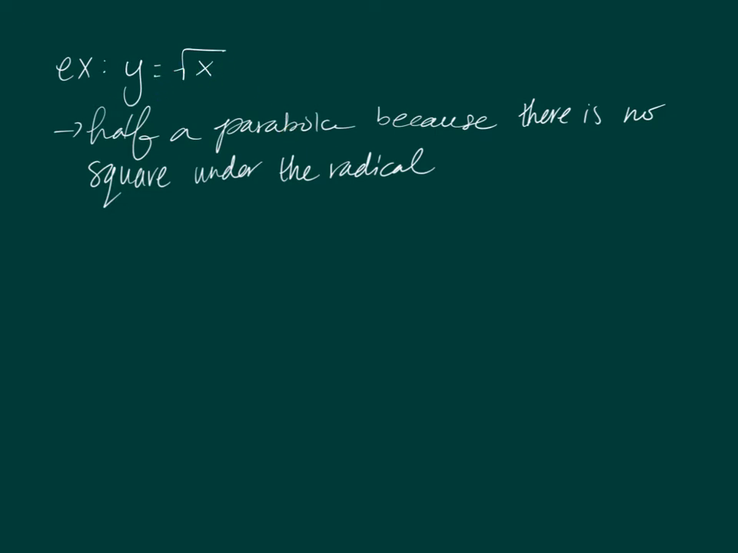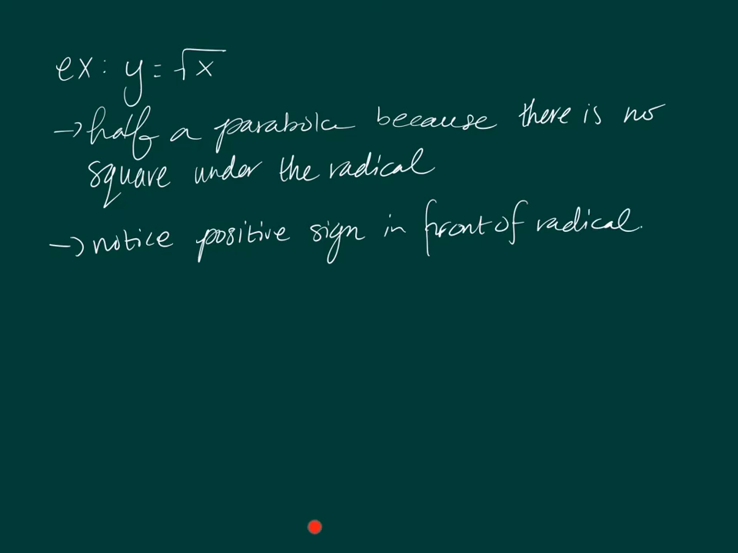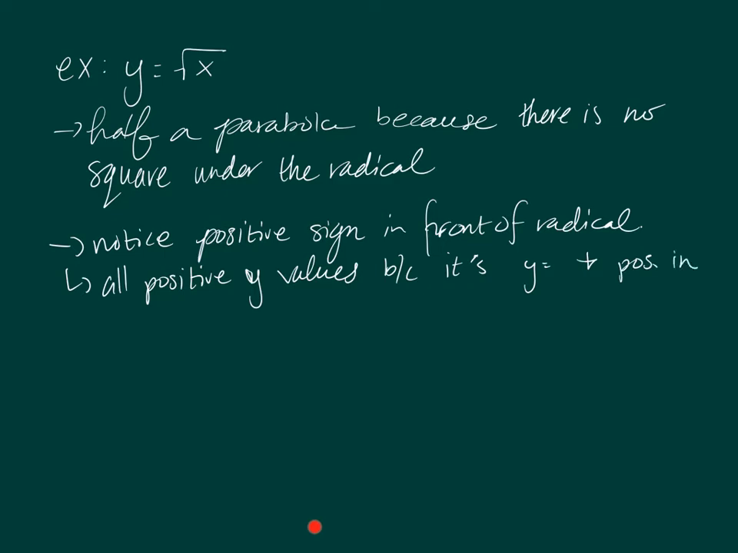So we know half a parabola. The other thing is, notice that it's a positive sign in front of the radical, okay? Now, I know you want all positive y values because it's y equals and positive in front of radical.